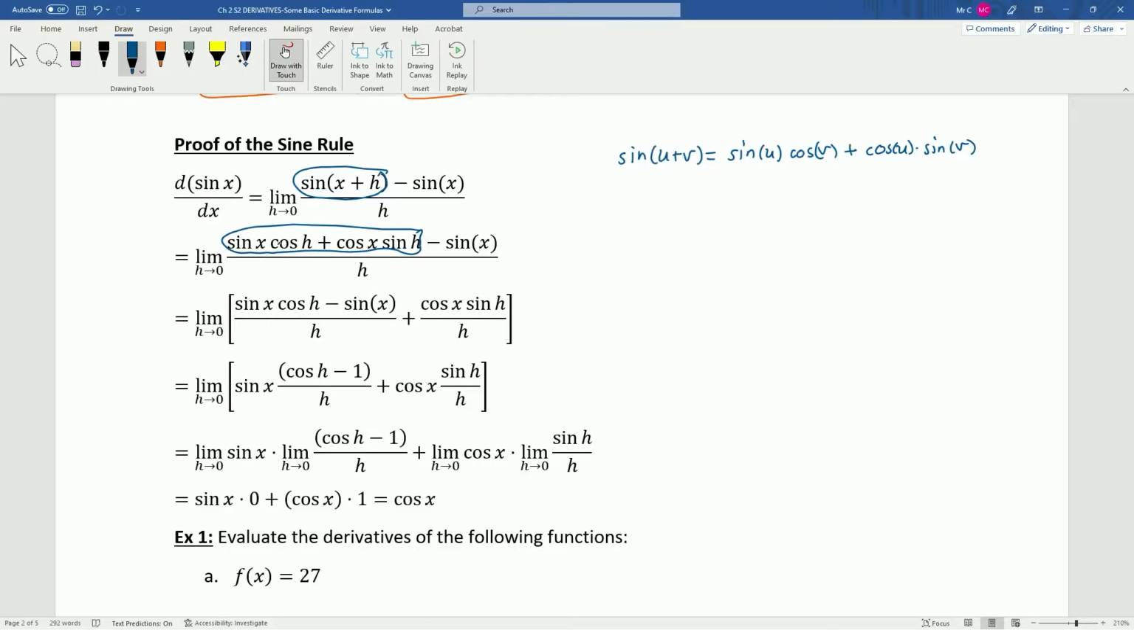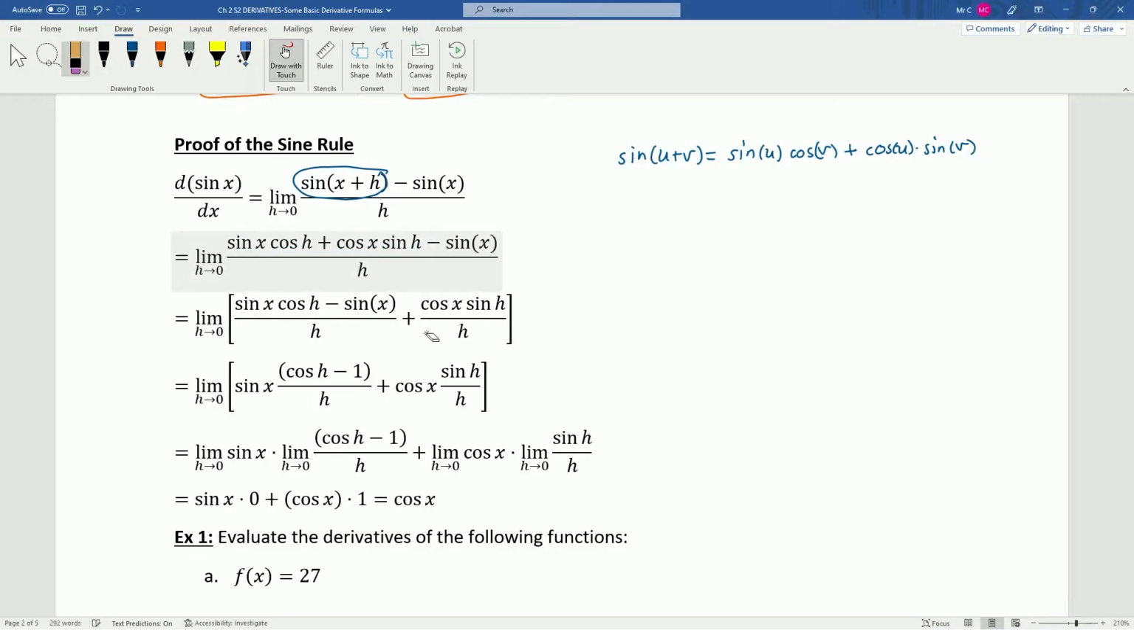And so if you look here, all we've done is put x and h in place of u and v respectively. Okay, so now what do we do? Well, now we just rearrange this thing slightly. We're going to pair the negative sine of x with sine x cosine of h. And we're going to move the cosine of x sine of h separate.